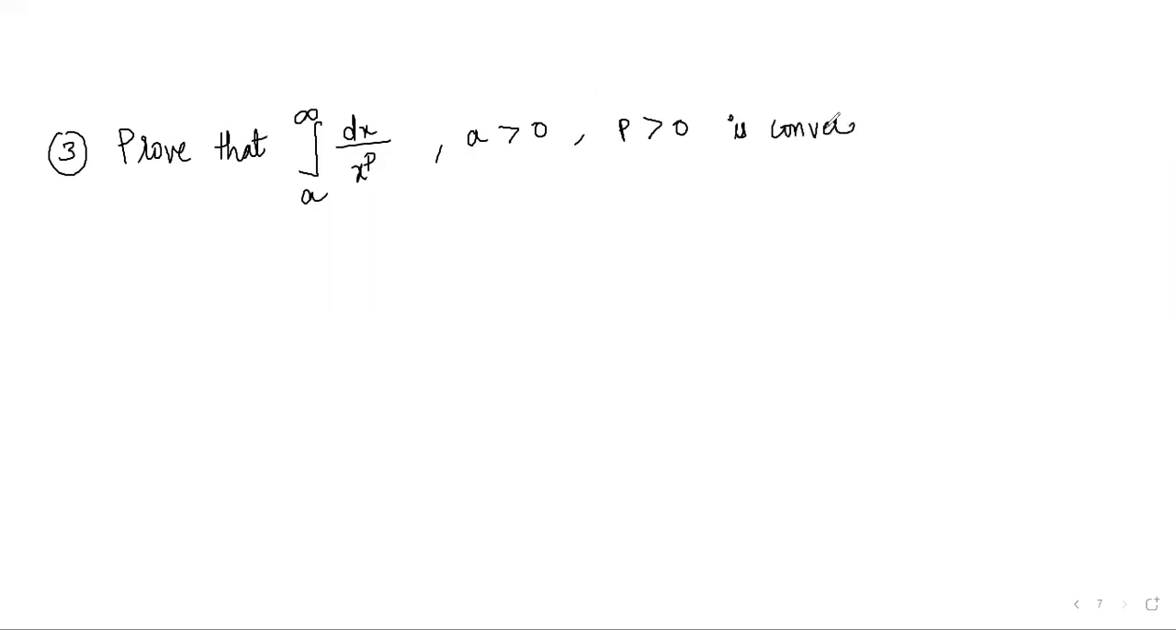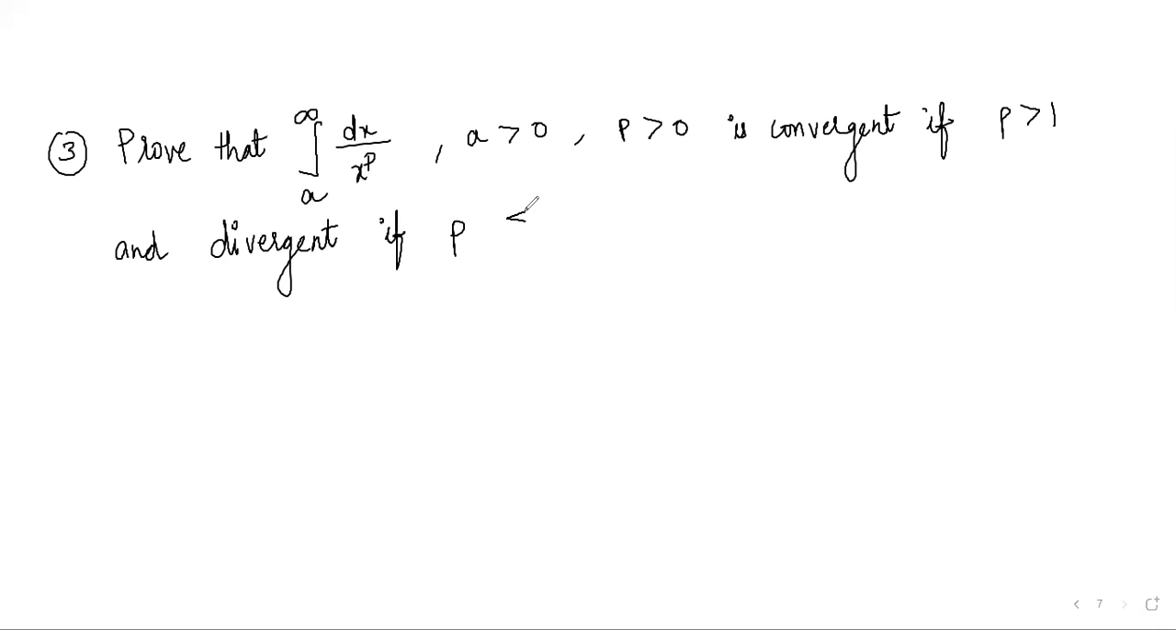is convergent if p is greater than 1 and divergent if p is less than or equal to 1. Let us prove this result.